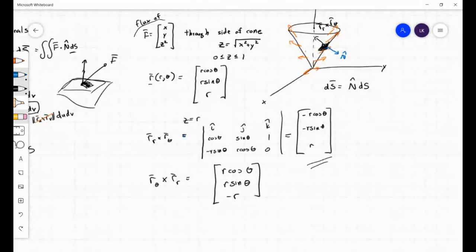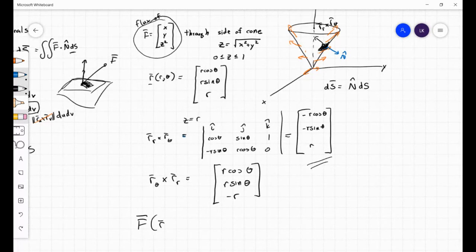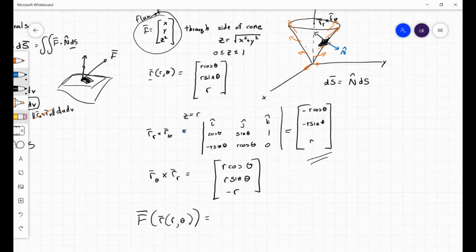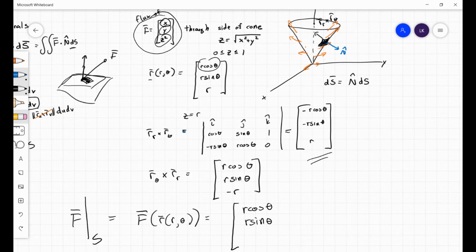So next we would need to evaluate this vector field on the cone. So we're essentially composing the vector field with our parametrization for the surface, since we just want to evaluate the vector field on the surface, right? So here we would get x is equal to r cosine theta. Then we get y. And then we have z squared. So z squared would be r squared. Okay.